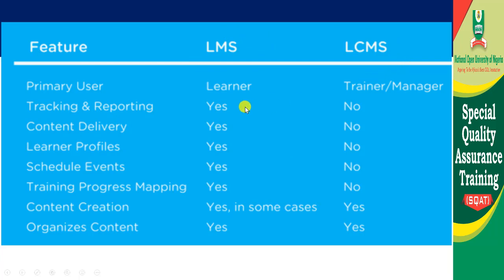Most times they use these terms interchangeably, but there are small differences. So you can see the primary user here is a learner, the primary user here is a training manager, and you can see the rest of them.